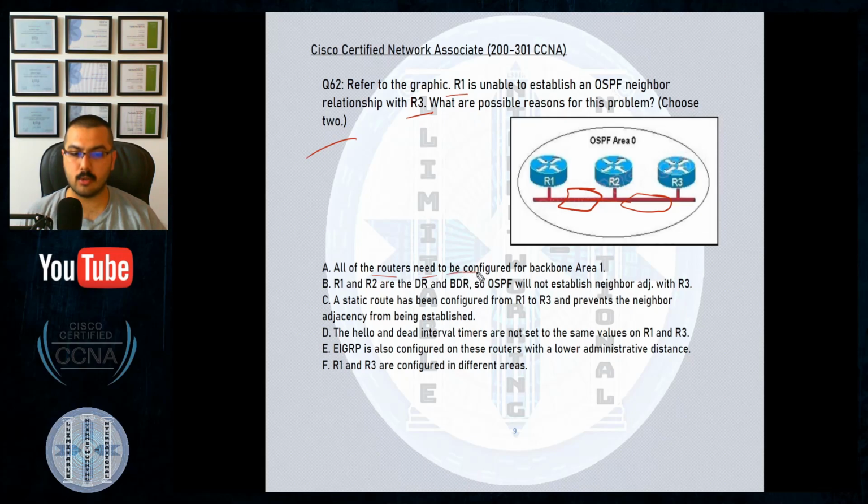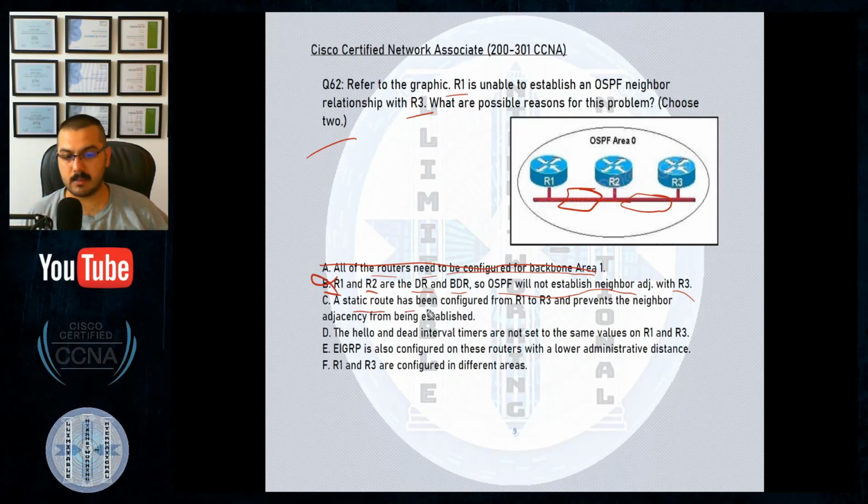All of the routers need to be configured for backbone area 1. If all of the routers were in backbone area 1, there is nothing called backbone area 1. Backbone will always be area 0. R1 and R2 are a DR and a BDR, so OSPF will not establish with R3. No, unlike that, whenever there is a DR and a BDR, they will definitely establish full adjacency with all the other routers. So this is nonsense.